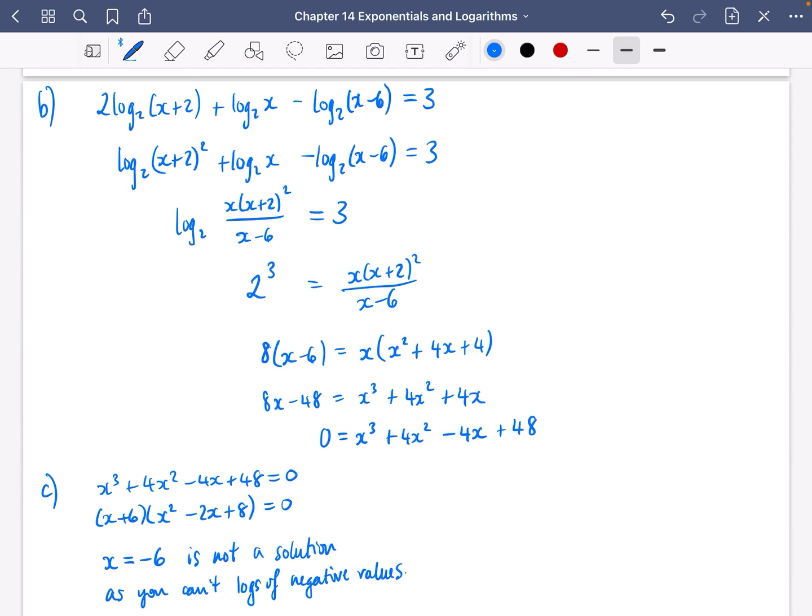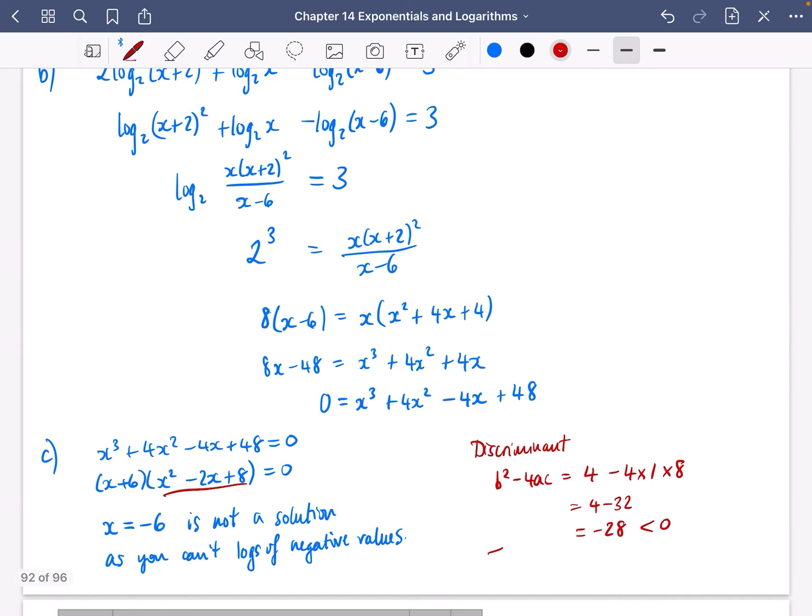Now what we need to investigate is this bit that we've got here. So we're going to see what solutions this might have. Now the best way to check how many solutions it's got is to use the discriminant. So we're going to do b squared minus 4ac. So b squared would be 4 minus 4 times a, which is 1, times c, which is 8. So that's 4 minus 32, which is minus 28, and that's less than 0. So because the discriminant is less than 0, there are no real roots. So overall, hence, there are no real solutions.